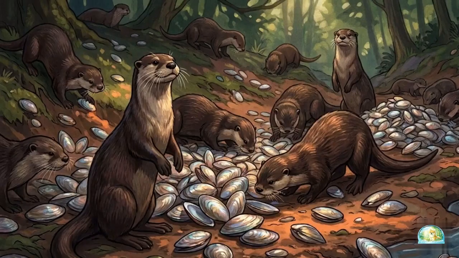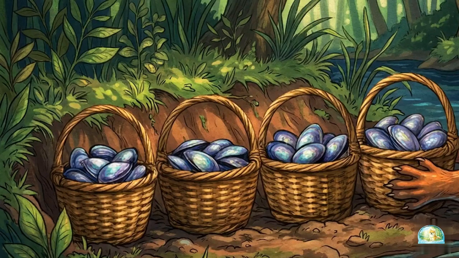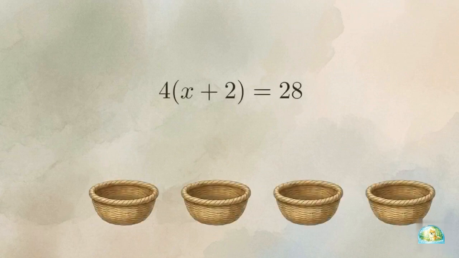Down at the riverbank, otters are organizing a total of 28 shiny shells. They place them into 4 woven baskets, with every basket holding an identical bundle of x plus 2. The equation is 4 times the group x plus 2 equals 28. Because we see parentheses, distributing the 4 is usually our first instinct. There is a more efficient strategy.